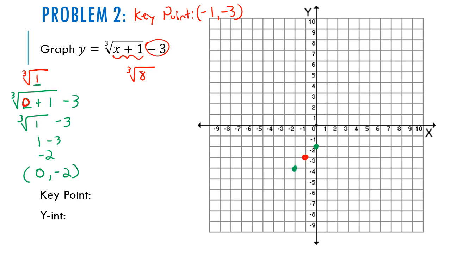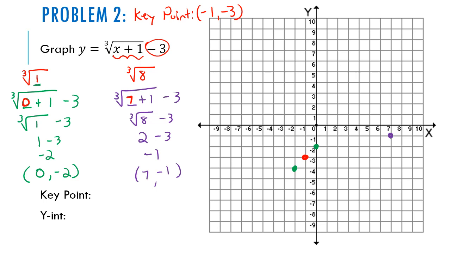Okay, going to do the same thing now for the cube root of 8. So I'm thinking, what number plus 1 is going to equal 8? 7 would. 7 plus 1 is 8. So now I have the cube root of 8. The cube root of 8 is 2. Then minus 3, this is going to give me -1. So I'm going to have a point at 7, comma, -1. So 7, comma, -1 is right here.